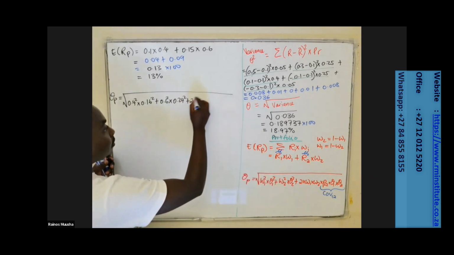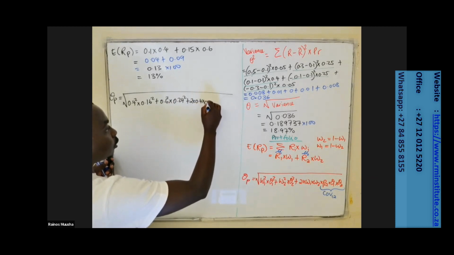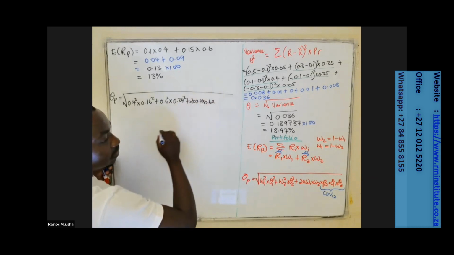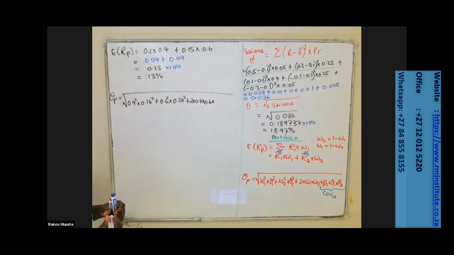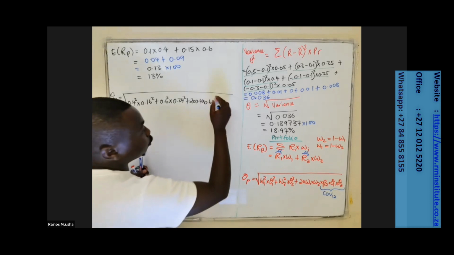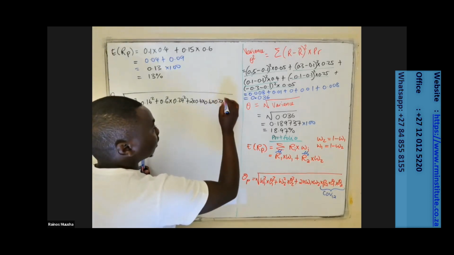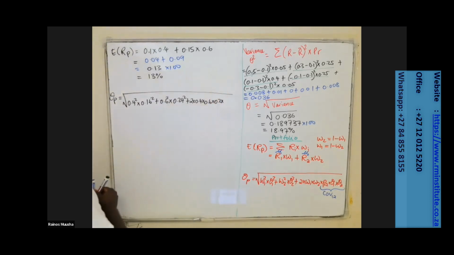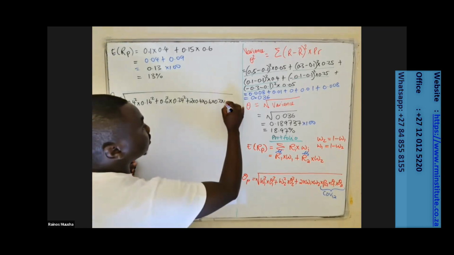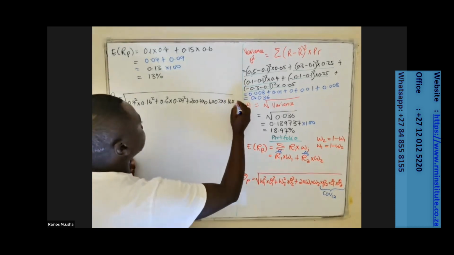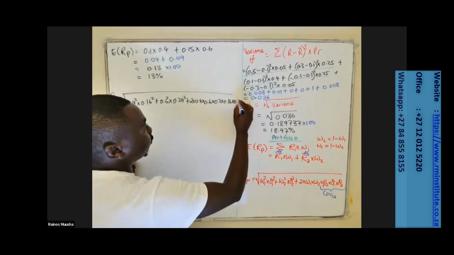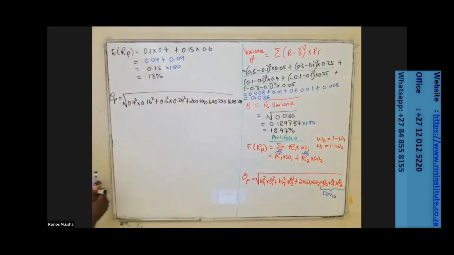2 times the weight of asset 1, which is 0.4, times the weight of asset 2, which is 0.6, times the correlation coefficient between the two assets. And remember they say, assume that the correlation coefficient is 20%, which is 0.2. So it's 0.2 times the standard deviations of asset 1 and 2, which is 0.16 times 0.24. So given this information, how much would you get as the standard deviation of your portfolio there?